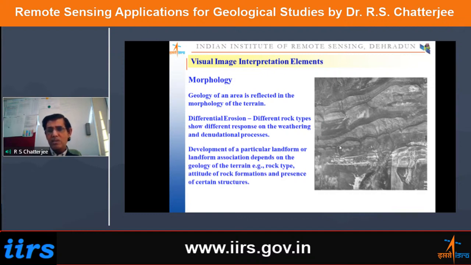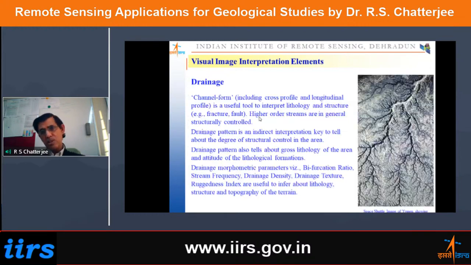And when does it occur? When there are rocks of differential hardness. One is hard, another is soft. So hard rock will give you the ridges and the soft rock will give you the valleys. So differential erosion of the hard and soft rocks gives you this ridge and valley topography, due to differential weathering and erosional processes, isn't it?